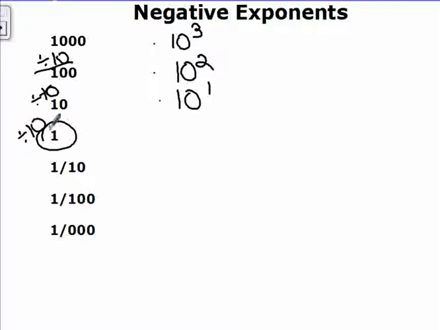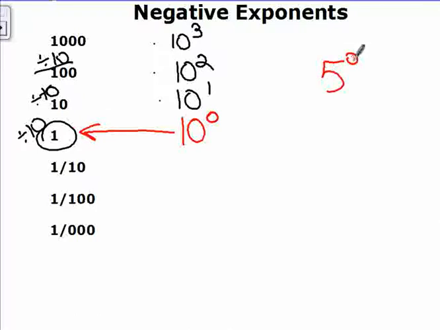If I divide 10 by 10, I get 1. Look at the exponents. Make a prediction for what you think the exponent would be for 1. I have 10 to the 3rd, 10 squared, 10 to the 1st. So the exponent here would be 10 to the 0 power. 10 to the 0 power is 1. And this is an interesting rule that you need to know in math. Anything raised to the 0 power is always 1.